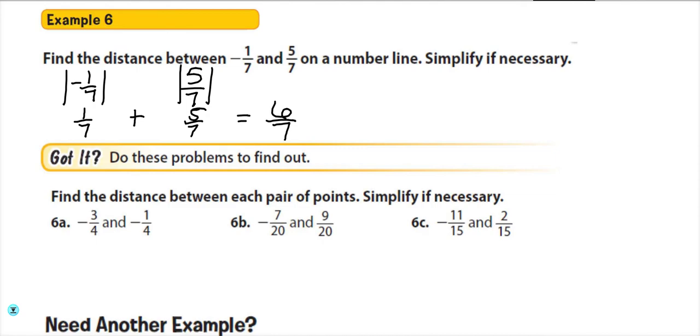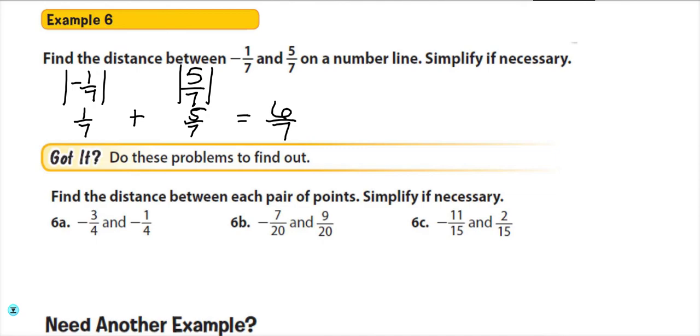Remember, if you're crossing the 0 going from one side to the other side, then you need to add them. If you're staying on that side, then you just subtract. Okay, so let's take a look at the got it questions. Go ahead and pause and finish if you need to. And let's take a look.